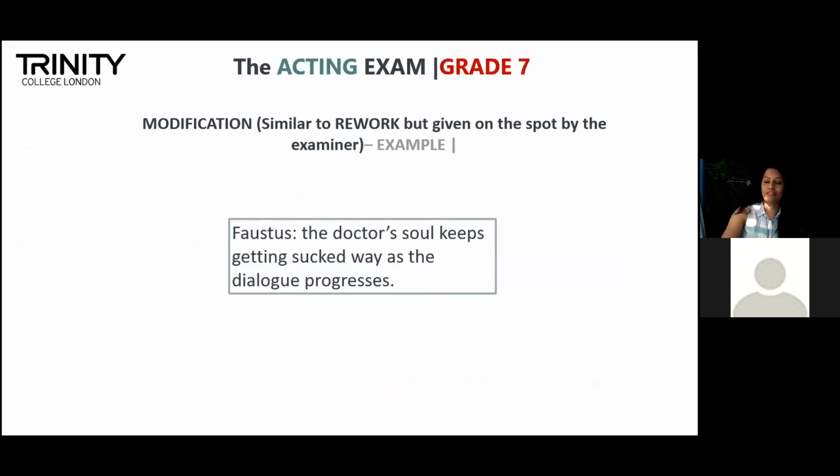And coming to modification, this is where you have modification which is given on the spot. Very similar to rework, you do not change the lines, but you change your situations or your character traits and things like that. Here, the modification that has been given is that the doctor's soul keeps getting sucked away as the dialogue progresses. I know it would have been a very physical kind of modification, which would need to be adapted for the performance.